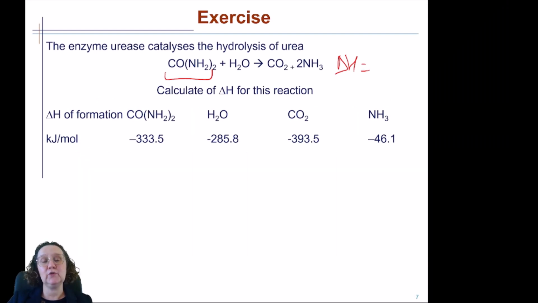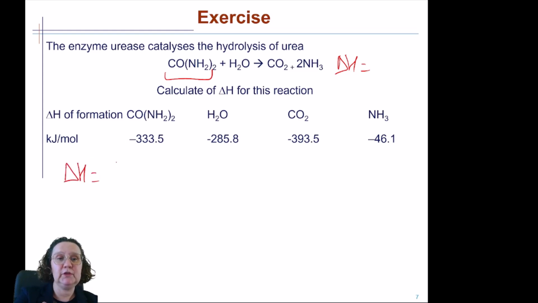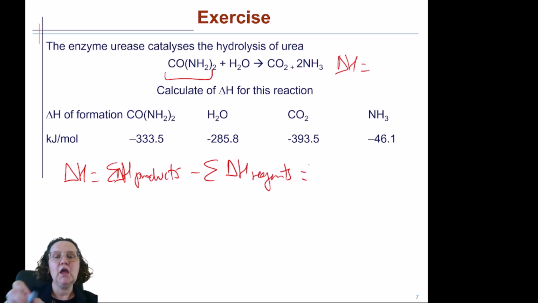So I hope you had a go at trying this exercise. Let's remind ourselves of the formula. The change of enthalpy of the reaction is the sum of the enthalpies of the products minus the sum of the enthalpies of the reagents. So what do we have as products? We have two products: CO2, carbon dioxide, and ammonia, NH3. And we make 2 moles of ammonia.